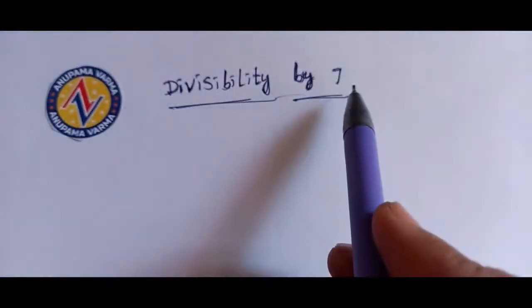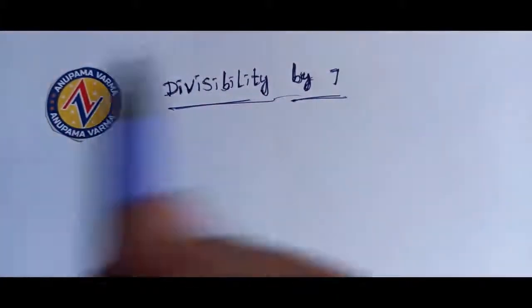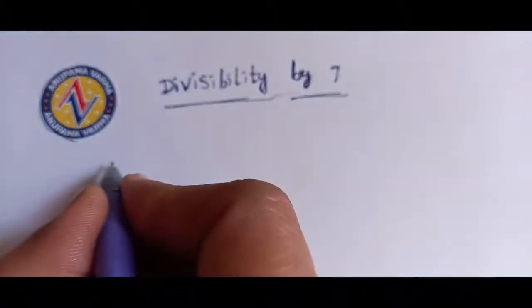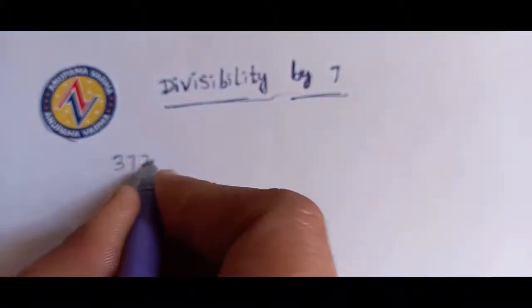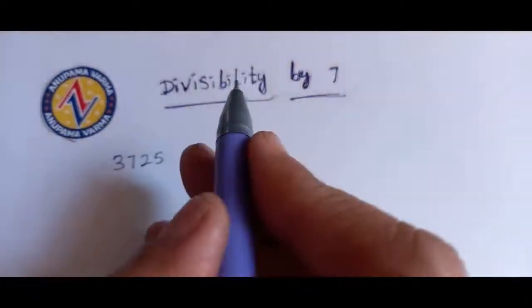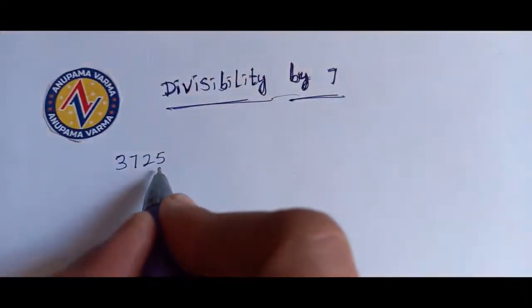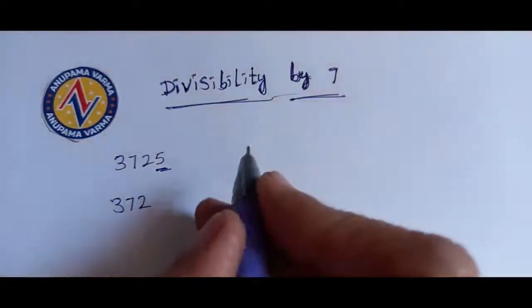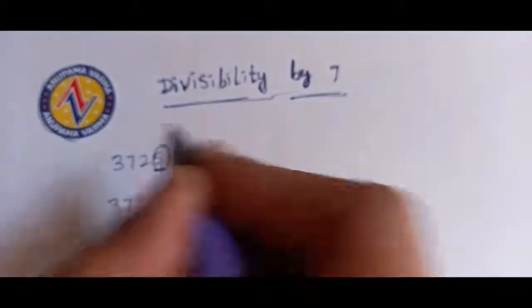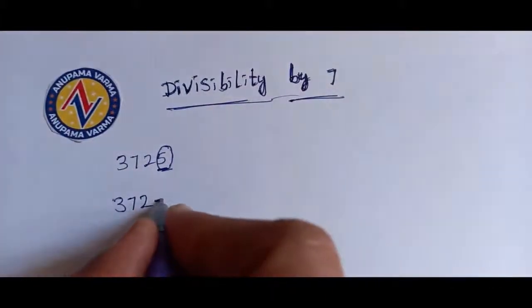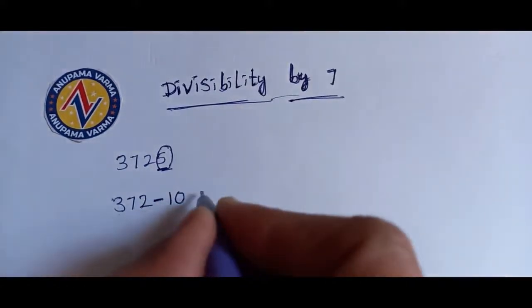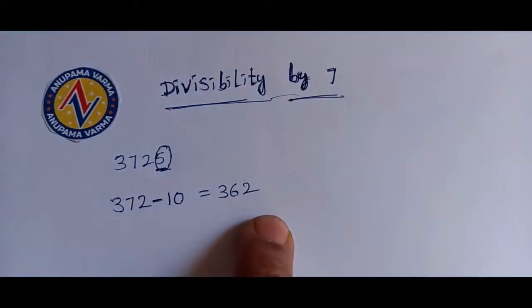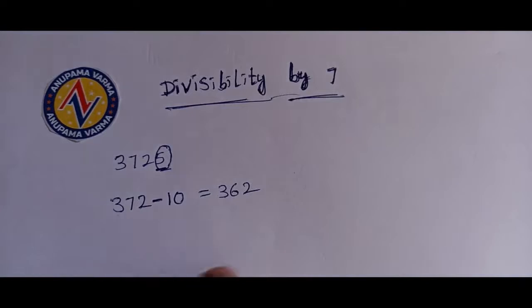Divisibility by 7. It is different from other divisibility rules. Let's take one example: 3725. Write the number as it is, leaving the last digit. So write 372. Now subtract double of this digit. What is the double of 5? It is 10. So subtract 10 from 372. We get 362. Continue this process until we get a single digit or double digit.